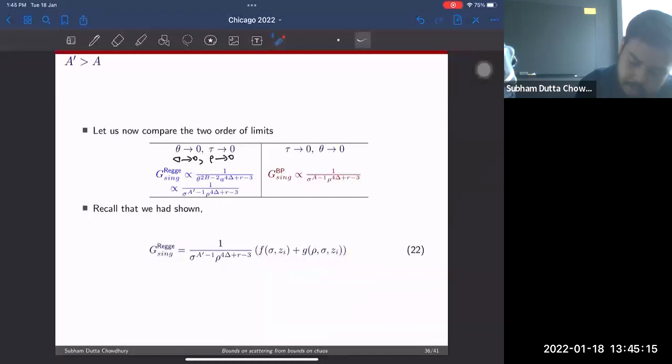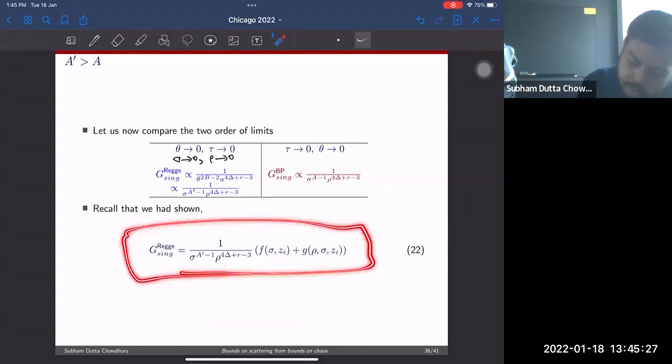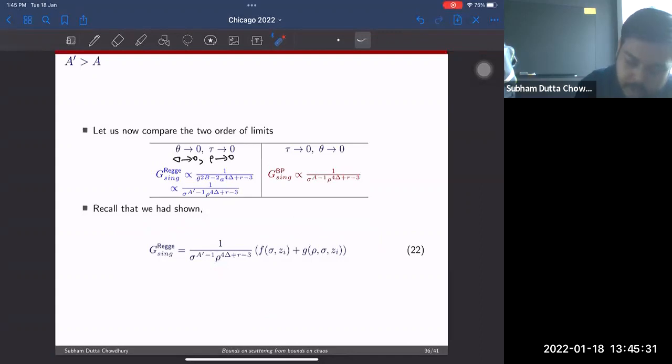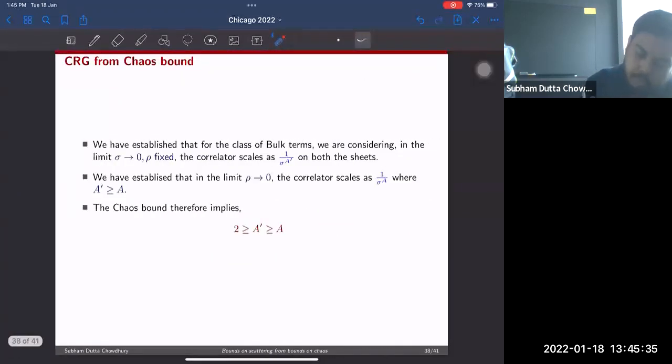And one can argue that this a prime is always greater than or equal to a, because of this double power series expansion. So what we have shown is that for a specific class of bulk contact terms, with sigma going to 0 and rho fixed, the correlator scales as this, and in the other limit, by taking rho to 0 first, it behaves like this with the power exponent a prime, where a prime is greater than a.